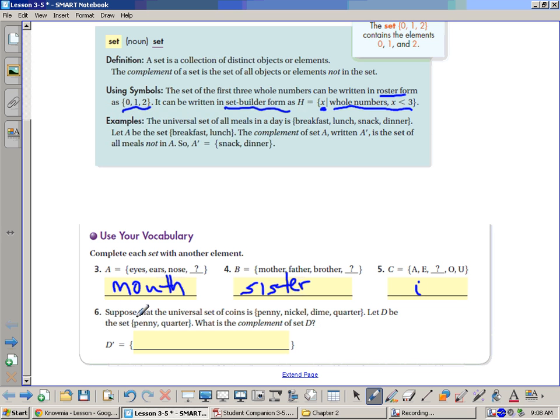So down here, we're going to suppose that the universal set of coins is going to be penny, nickel, dime, and quarter. If we let D be the set of penny and quarter, what would be the complement of D? Well, it would be everything that's not a penny or a quarter in our universal set. So that would be the nickel. Sorry about my writing there, it got off a little. The nickel and the dime would be the two items not in that original set.